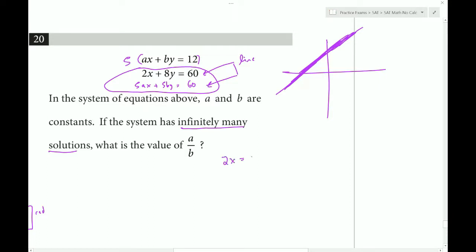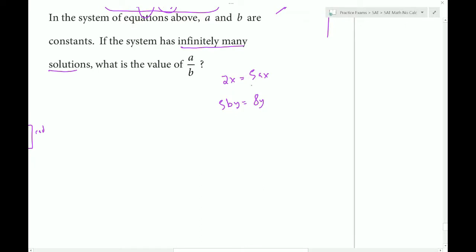So that means that 2x has to match up with 5ax, and also 5by would have to match up with 8y. Now, I could solve these equations. First of all, I can cancel out the x here, assuming it's not equal to 0. And I can isolate for a. A would equal 2/5. I can similarly cancel out the y, and I can isolate for b. B would equal 8/5. Now I just want to divide a over b, so I can just divide them, and I would flip and multiply, and the 5s would cancel. I would just get 2/8, which is also known as 1/4.